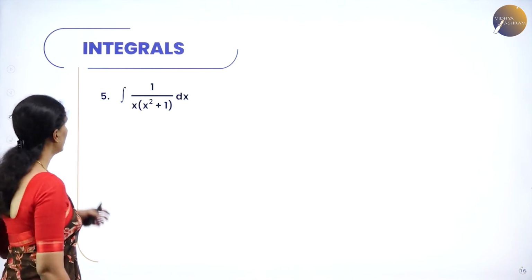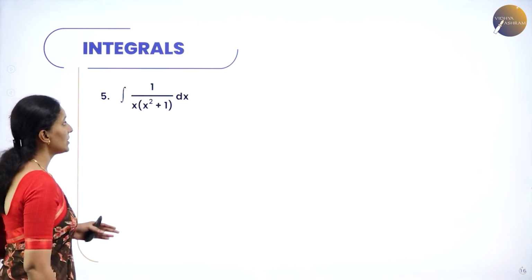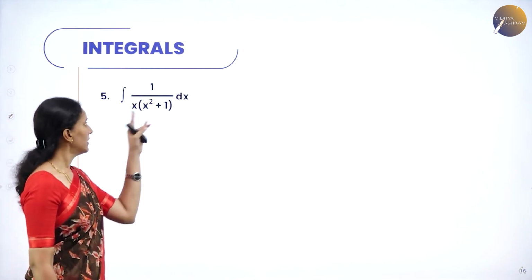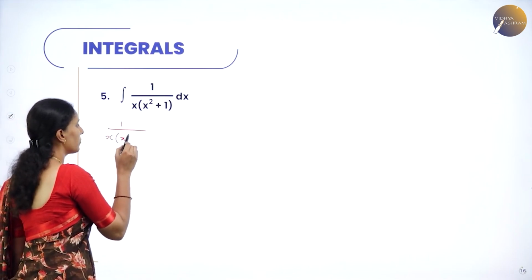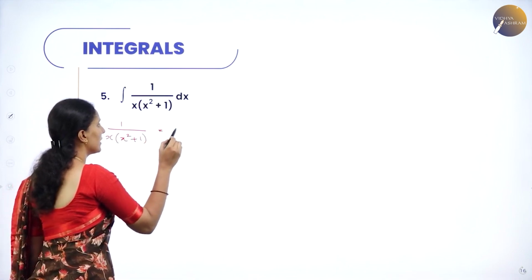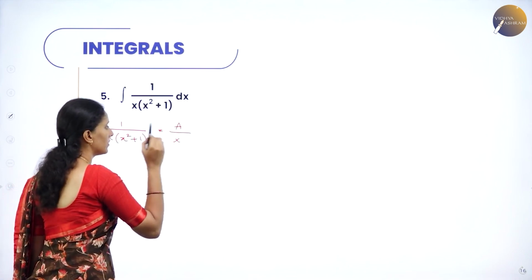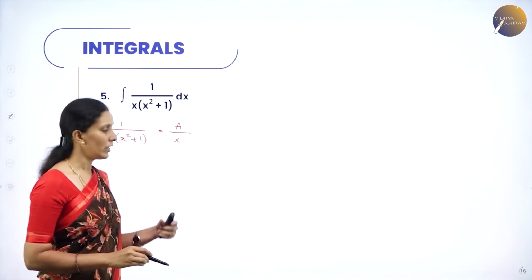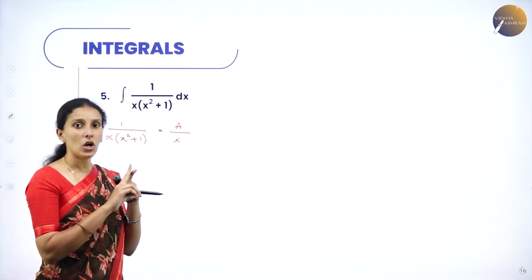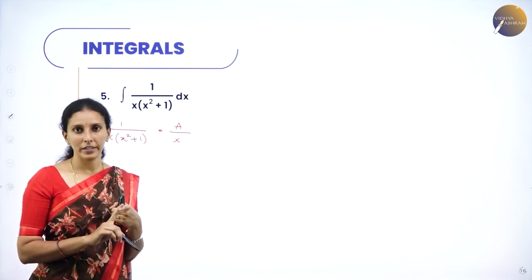Next one we have the integral of 1 over x into x square plus 1. Here, I can write 1 divided by x into x square plus 1 as A divided by x. Don't worry if you don't have any constant, write it in the form of A, B, C only. But x square plus 1 cannot be divided into two linear factors.